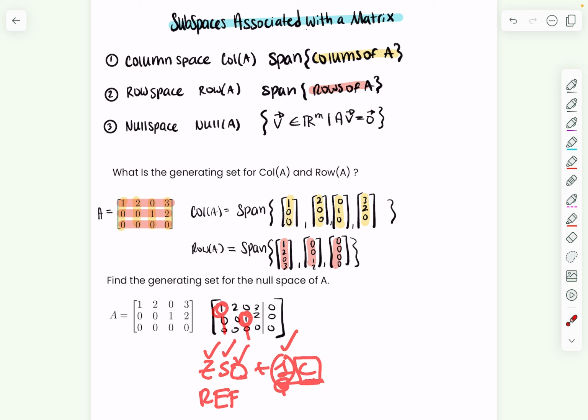That's what C stands for. In other words, this should be the only number that's not 0 in that column. This is the only one there. This is the only one there. We're good. So this is already in reduced row echelon form.